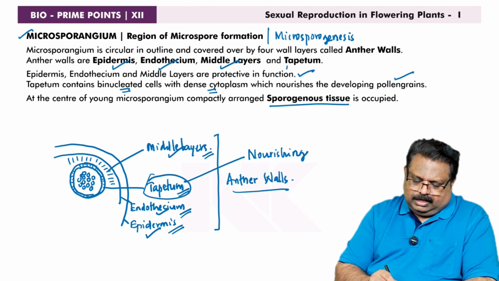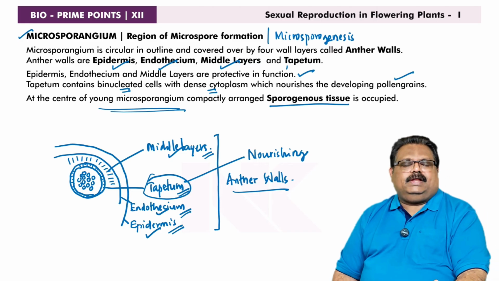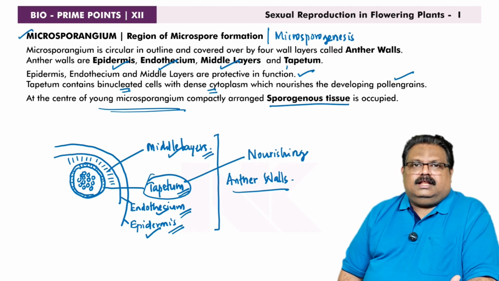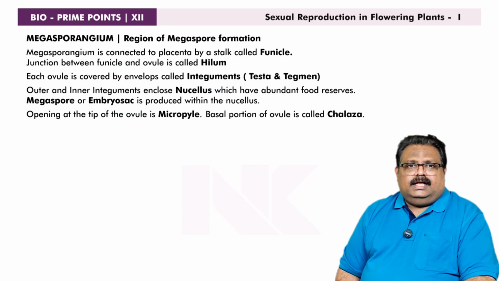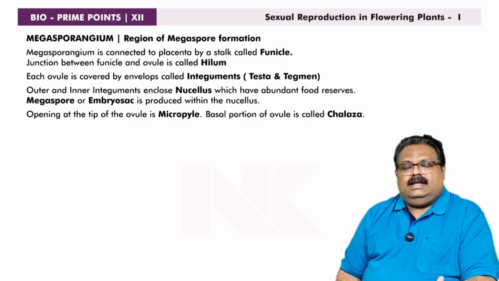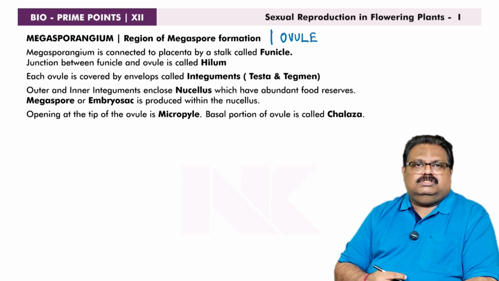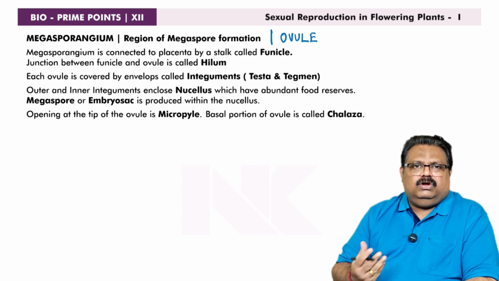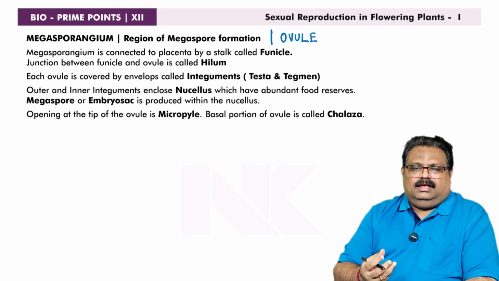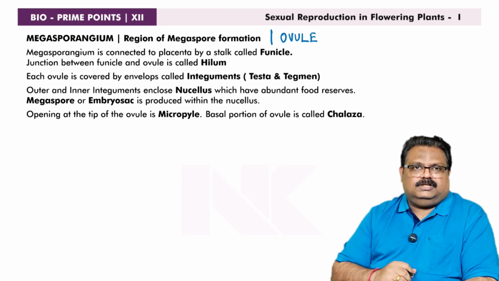At the center of the young microsporangium, compactly arranged sporogenous tissue is present. What is sporogenous tissue? The spore generating tissue. Okay. Next prime point is megasporangium. Megasporangium is the area where megaspores are produced. We already discussed that megasporangium is another name for ovule. Ovule is a megasporangium. You can see the ovule is present inside the ovary. Inside the ovary there is a space called locule, and within that space the ovule is present.